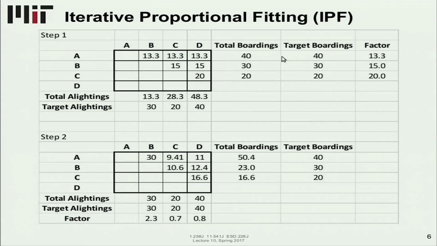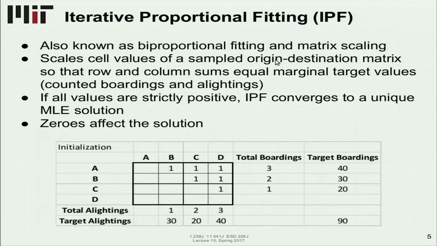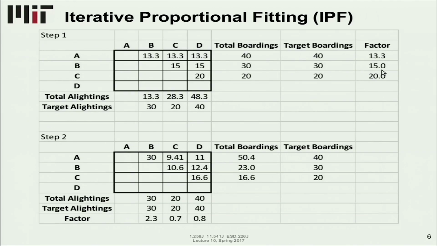We start with rows, and we say, well, we need to scale up everything on the first row by 40 over 3, so that number adds up to 40, right? You calculate the scaling factor for each row and apply it to the cells in the matrix. And of course, the sum of each column is not going to add up to the target alightings. So the second step is to apply the same procedure on the columns.